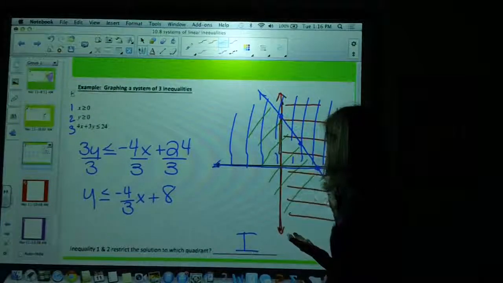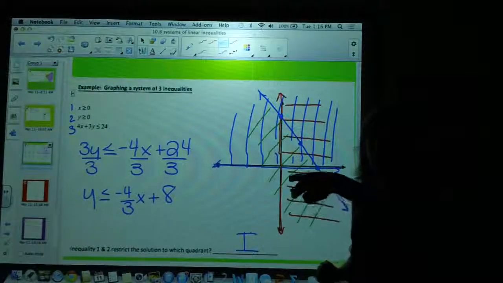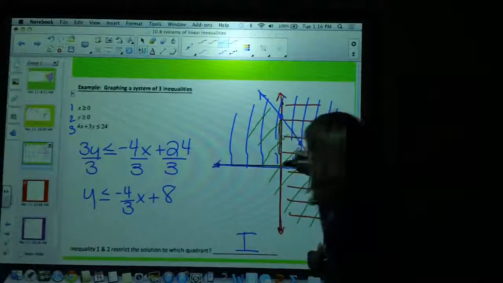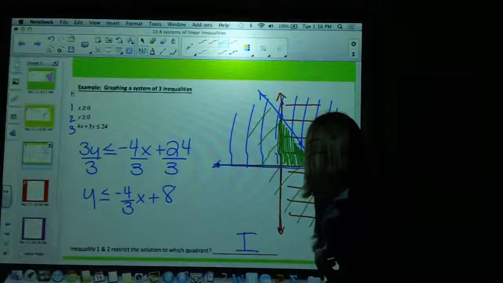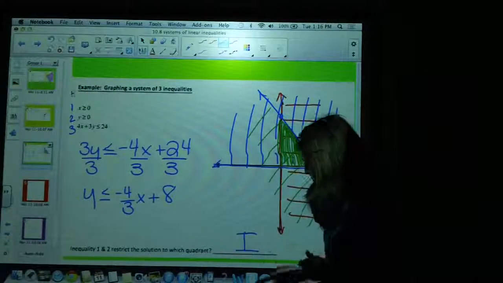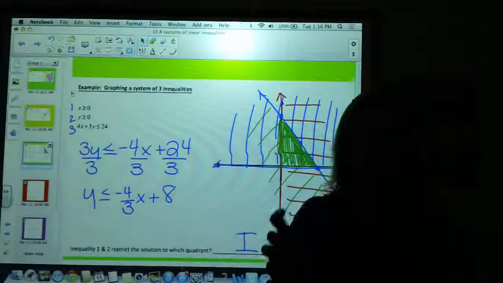So where's my little shaded area? Where's my overlapping, Allie? In the little triangle area? It's in the little triangle area that's right here. Beautiful. Okay, so I'm going to stop the video there, but I'm going to give you guys all a chance to say.